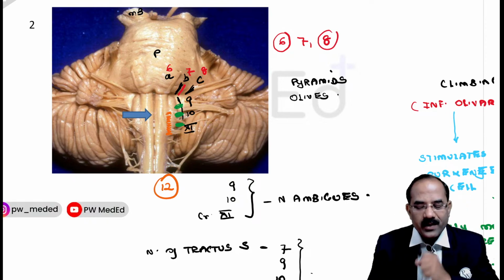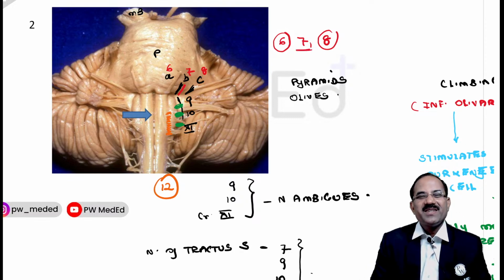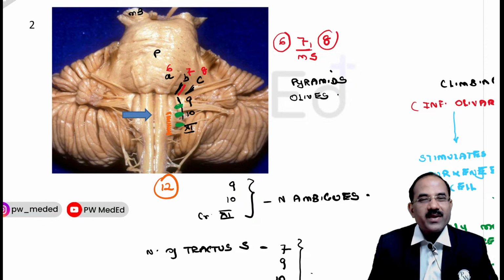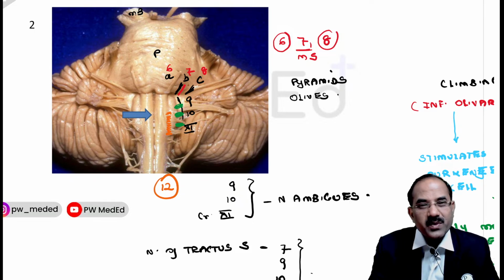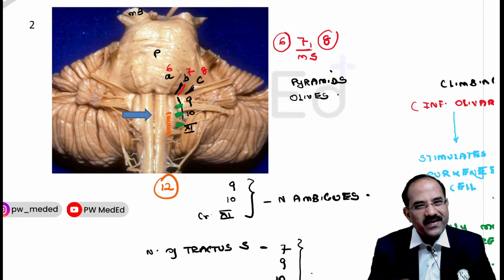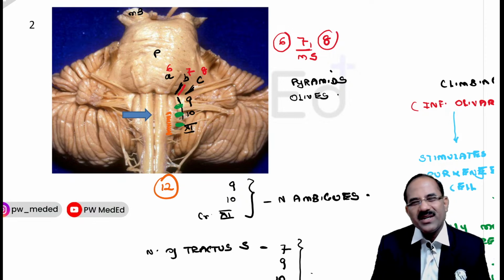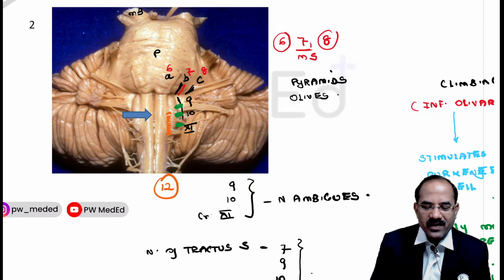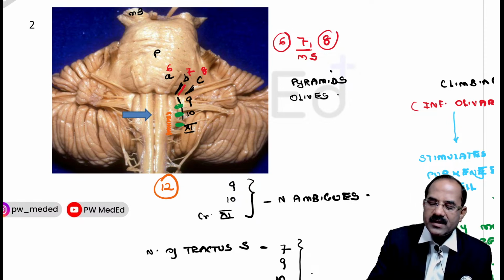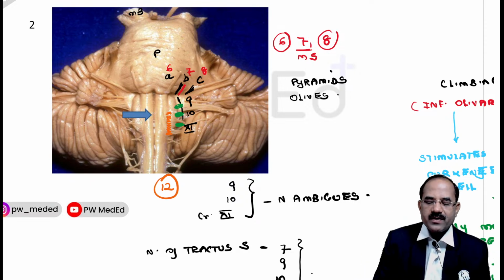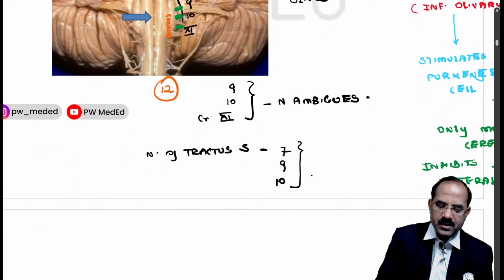The 7th nerve has got 2 roots, one is the motor root and the other one is the sensory root of the facial nerve. I've drawn 2 roots, one black and one red. Black is the motor root of the facial nerve and the red is the sensory root. Can anyone tell me what the sensory root of the facial nerve is known as? The sensory root of the facial nerve is known as nervus intermedius.